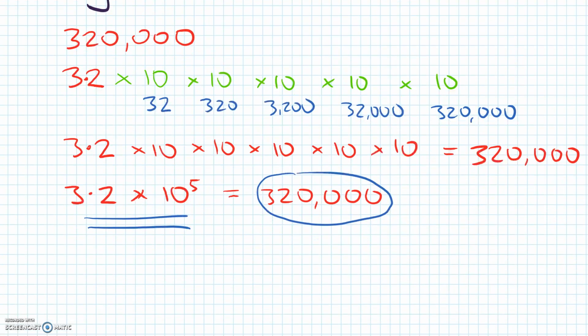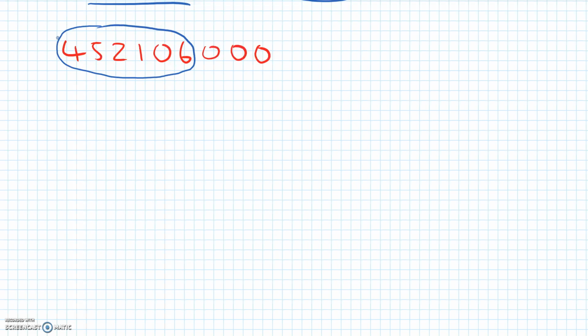Okay, let's try another number. Let's choose maybe 452,106,000. Okay, so we'll start in the same way. This time we'll take this part of the number, these digits here. So again, we'll ignore the trailing zeros, but what we can't do is ignore this zero here. This zero is within this first set of digits that we're going to need to recreate that starting number. So we're going to take the 4, 5, 2, 1, 0, 6.